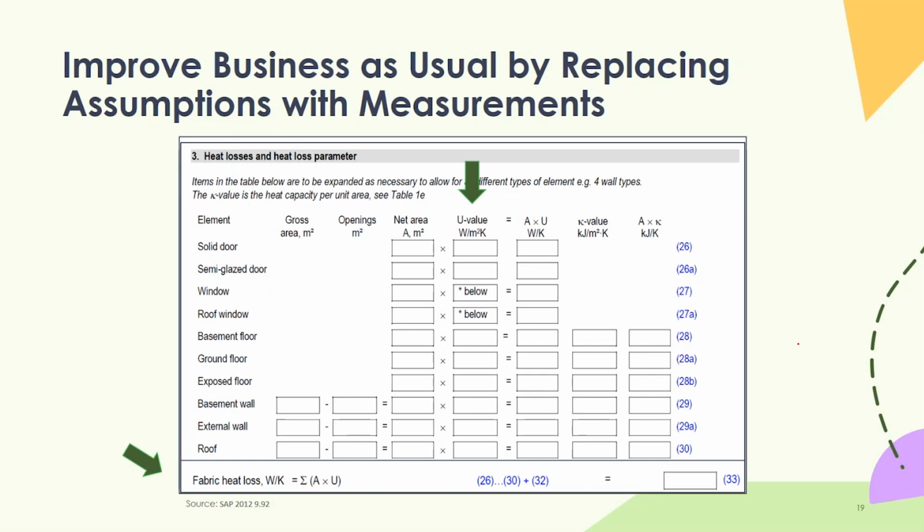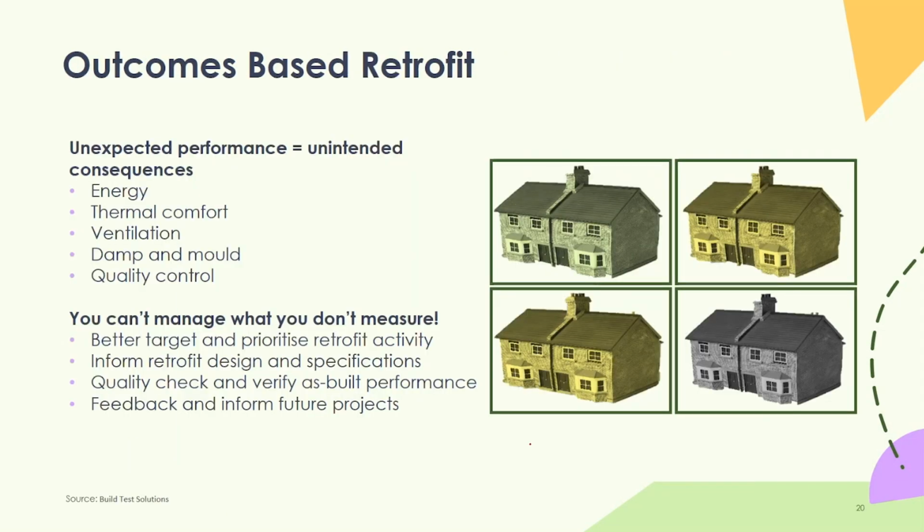The building services, particularly gas boilers and things, are quite consistent in their efficiency, and so then you can move on to modelling occupancy as well in a more confident manner. And so unexpected performance delivers unintended consequences. So what we're forever hammering home is you can't manage what you don't measure. And so this is enabling better targeting and prioritizing of retrofit activities. It's informing retrofit design and specifications. By having a before and after measurement, you can use it for quality checking and verification.